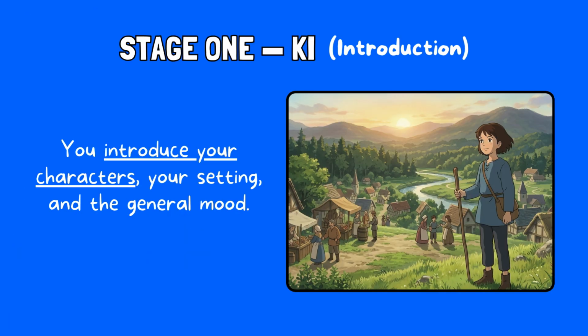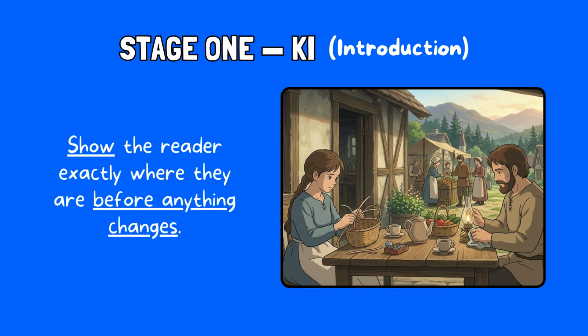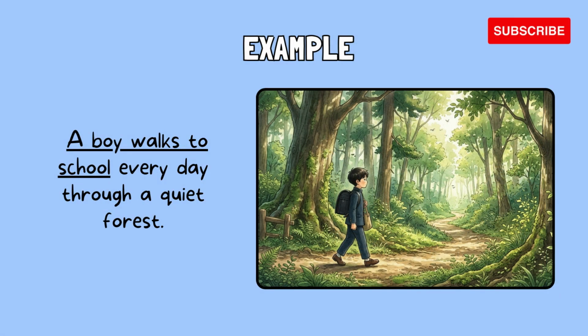Stage 1. Ki. The introduction. Ki is where you set the scene. You introduce your characters, your setting, and the general mood. There's no big problem yet, no inciting incident, just a clear snapshot of everyday life. Think of it like a photograph. You're showing the reader exactly where they are before anything changes. Here's a simple example. A boy walks to school every day through a quiet forest. That's it. We know who he is. We know his world. We feel settled in it.